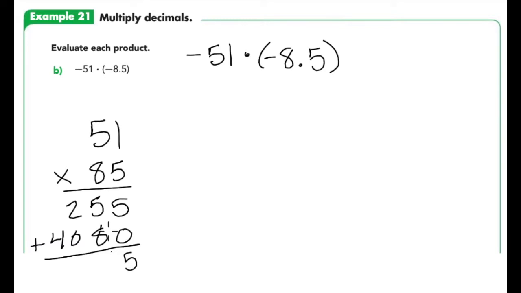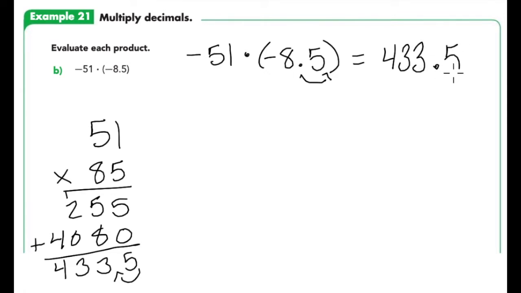5 and 0 is 5. 8 and 5 is 13. We carry the 1. 2 and 1 is 3. And we have a 4 there. Now we want to look back and see what our original problem was. And we had 1 decimal place in the original problem, so we're going to add 1 back into here. And this would leave us with 433 and 5 tenths.